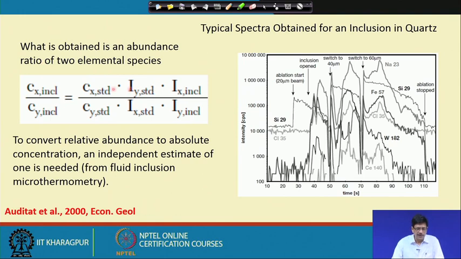Now, to convert this relative abundance to absolute concentration, an independent estimate is needed, and that is coming from fluid inclusion microthermometry. So, till recently, for the LA-ICP-MS analysis to convert it to actual concentration in the inclusion species, it is always essential that prior microthermometric data is available and some value for this weight percent NaCl equivalent, that means in a way the sodium concentration is known.